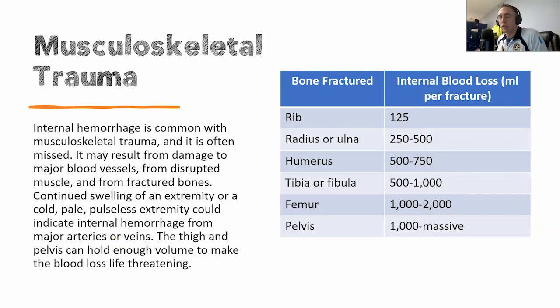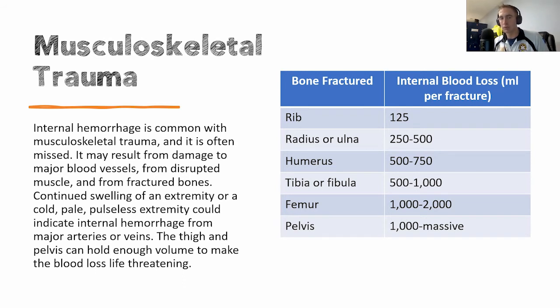Now we're going to cover musculoskeletal trauma. So if a patient has trauma to a limb, they can lose a significant amount of blood volume, circulating blood volume.